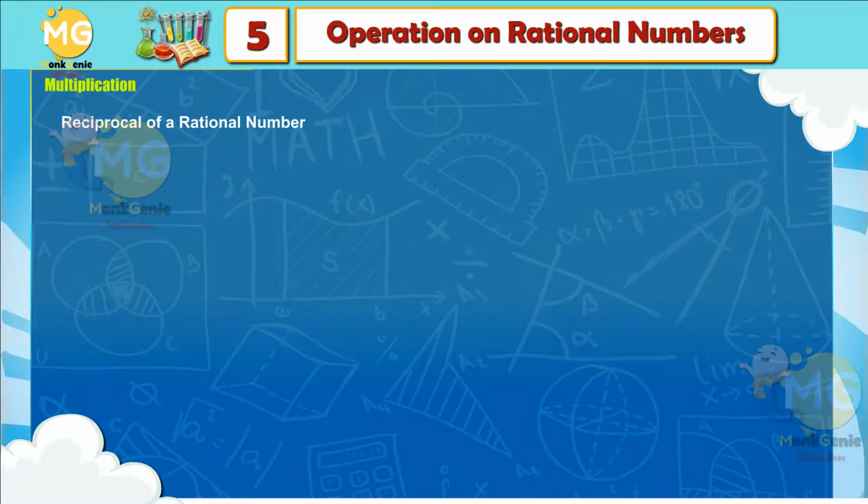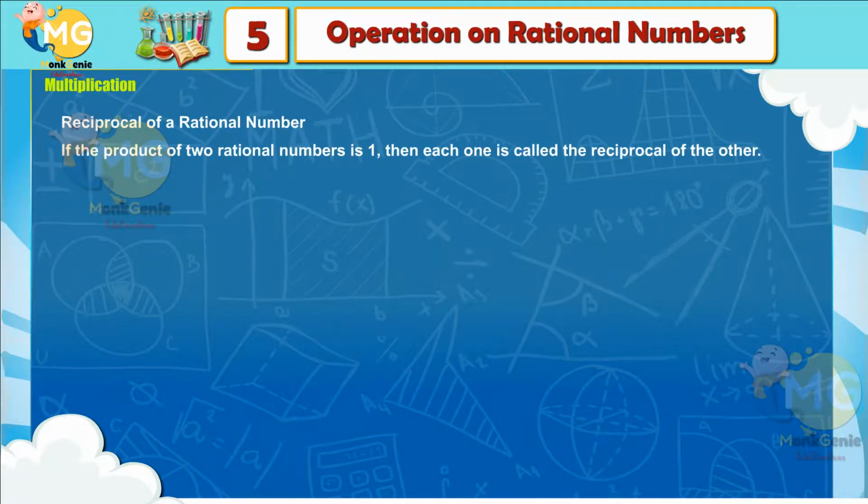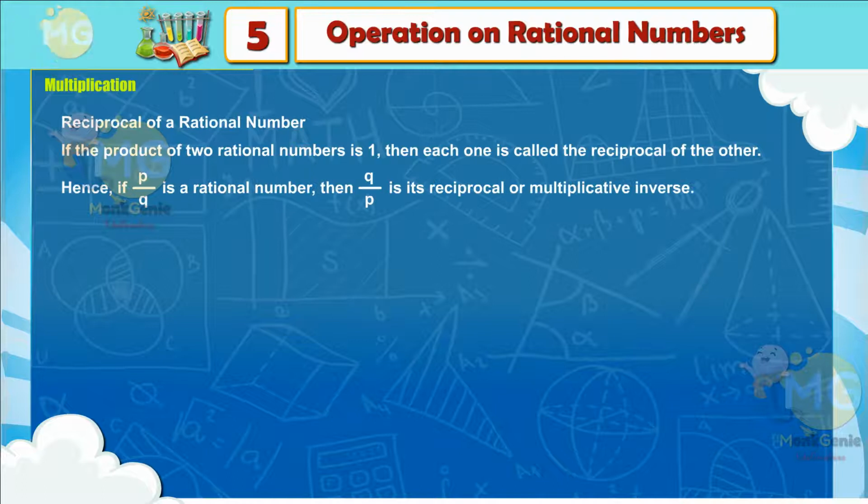Reciprocal of a rational number. If the product of two rational numbers is 1, then each one is called the reciprocal of the other. Hence, if p/q is a rational number, then q/p is its reciprocal or multiplicative inverse.